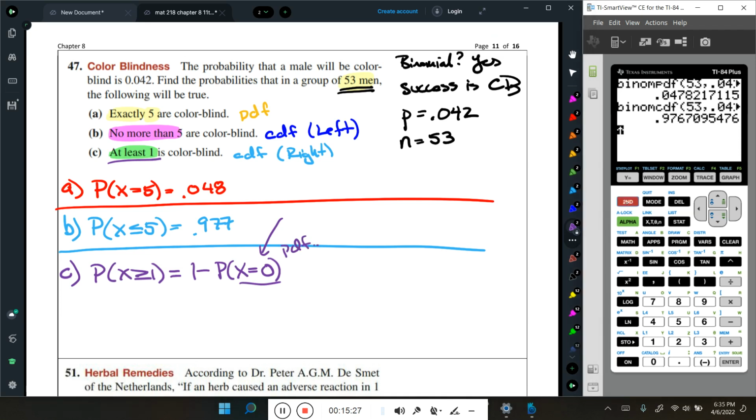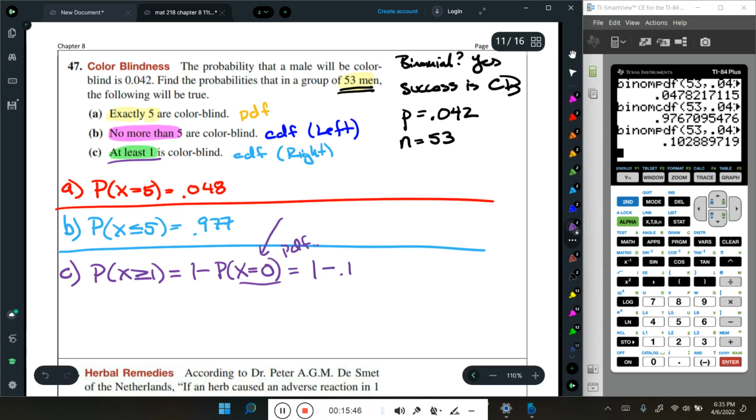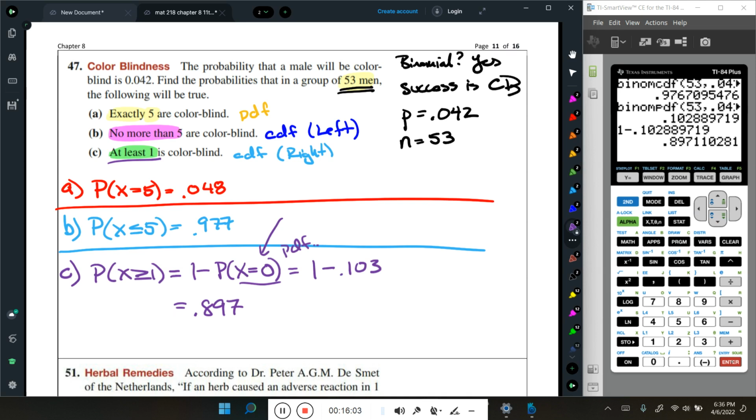So back to my distribution menu, PDF, 53 people I'm talking to, 0.042 probability of success. I want no successes, and so I get about a 10% chance. So it's 1 minus 0.103, and so then 1 minus that value. And I get that this is approximately 0.897, rounded to 3 decimal places. So there's about a 90% chance of having one or more colorblind men if you have a group of 53 men.